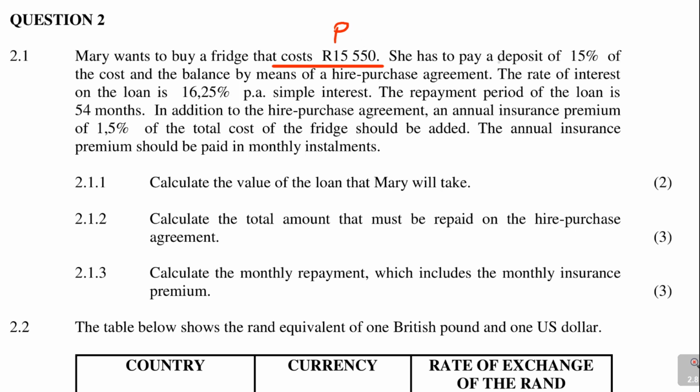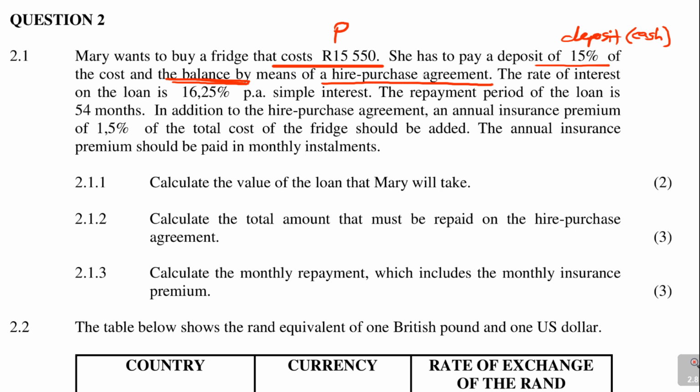Now she has to pay a deposit of 15%. There is a coming part, the deposit, which we're going to work on as a percentage of the cost, and the balance, which means whatever is remaining after the deposit. Remember, the deposit is going to be the cash price you pay. It will be in cash. So you pay the deposit, then they tell you that since you can't afford to have 15,550, bring us a deposit of 15%. Then the rest of the money, we are going to finance it or help you borrow that money. Then they are telling you it is on a hire purchase agreement.